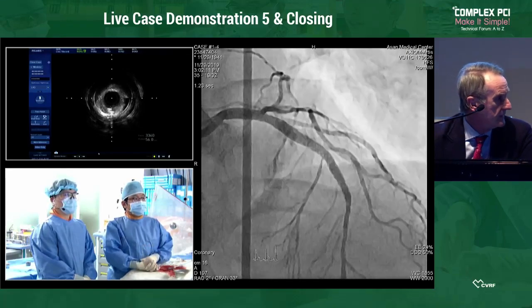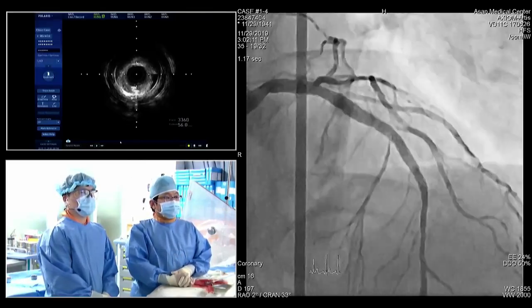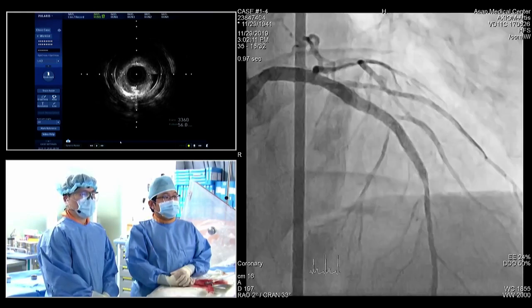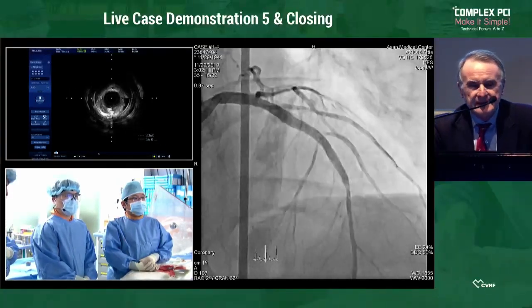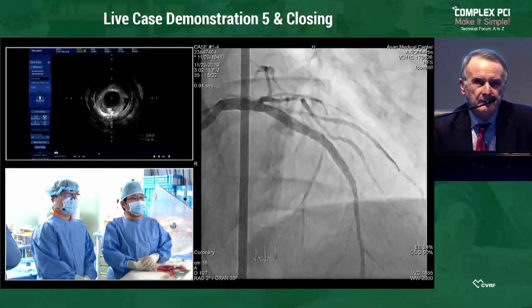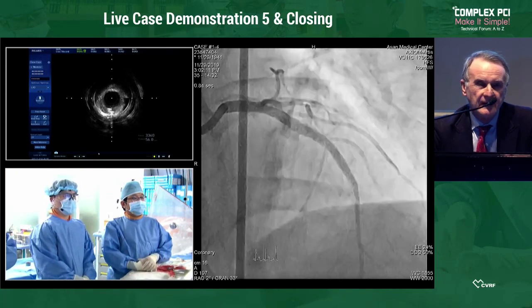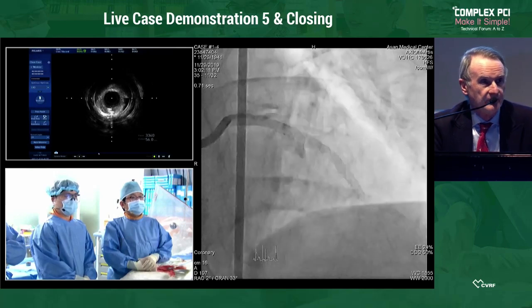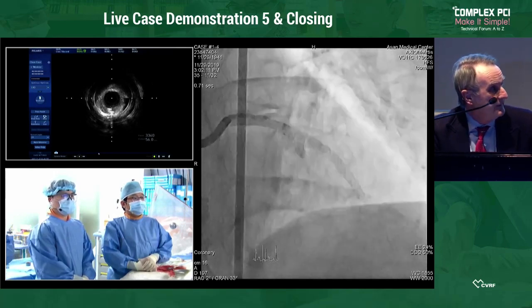But Antonio, are there some cases where you decide upfront to go with rotablation, or do you always try with a non-compliant balloon? No, if there is a lot of calcium, there is nothing wrong with doing some rotablation that was not absolutely necessary. It's not the end of the world.